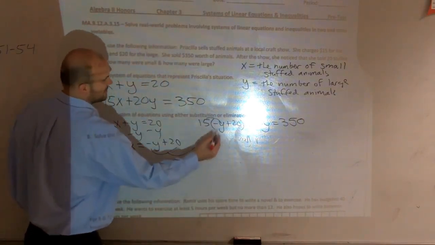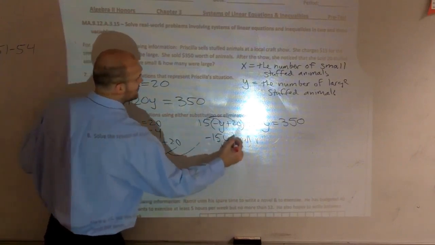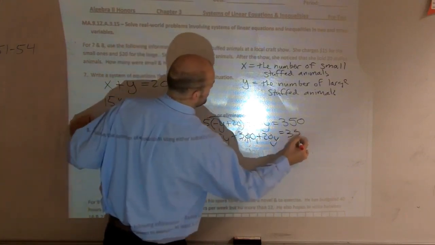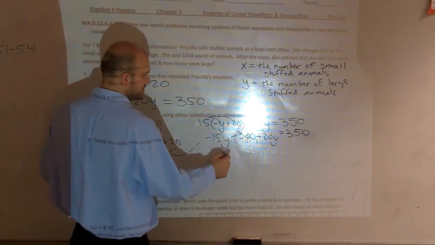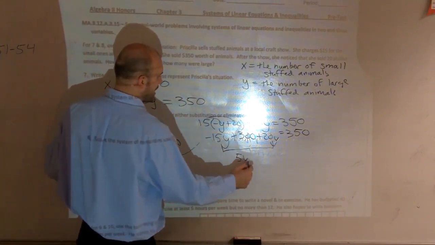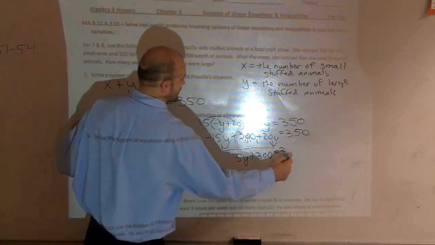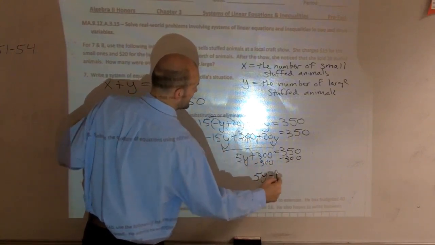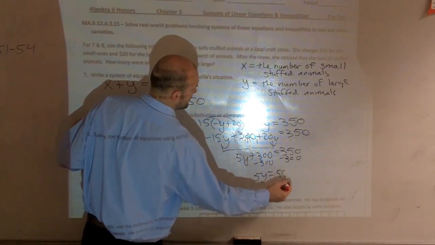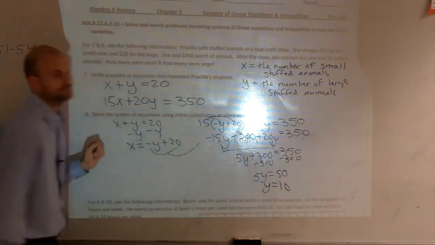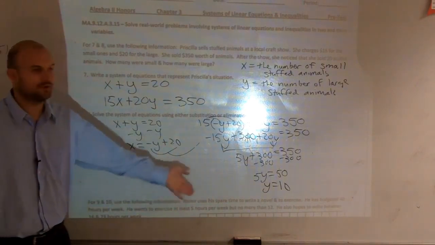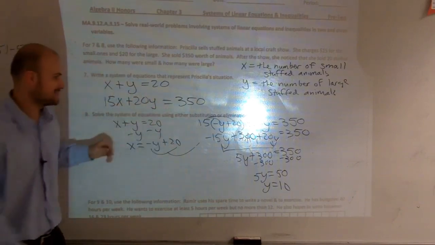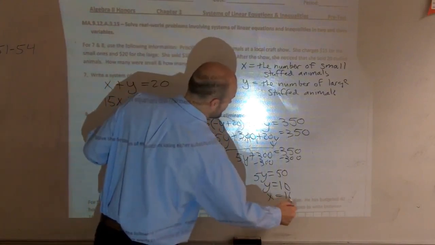Distributive property. Negative 15y plus 300 plus 20y equals 350. We can combine our like terms. So we get 5y plus 300 equals 350. Subtract 300. 5y equals 50. y equals 10. Now remember, go back up to your original equation. If you know y is 10, what does x have to be? This one's pretty basic. 10. So x is equal to 10.